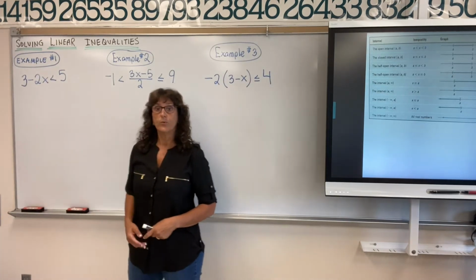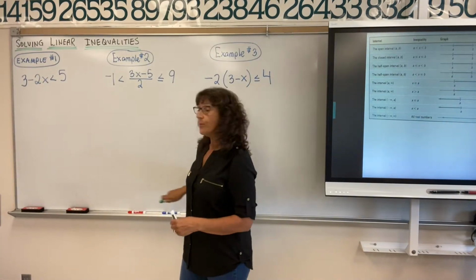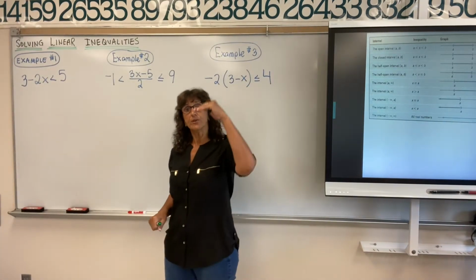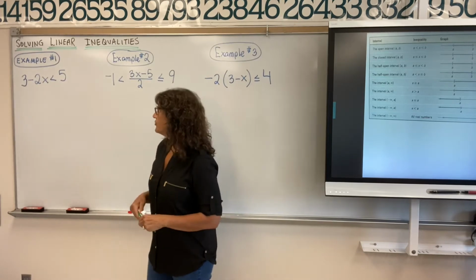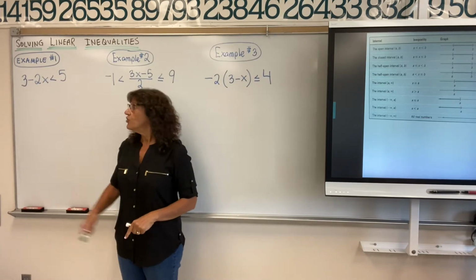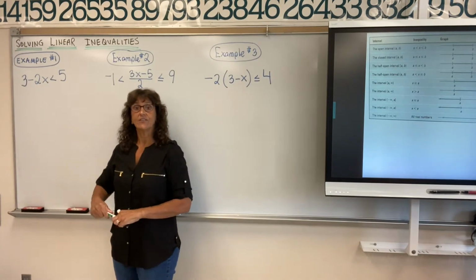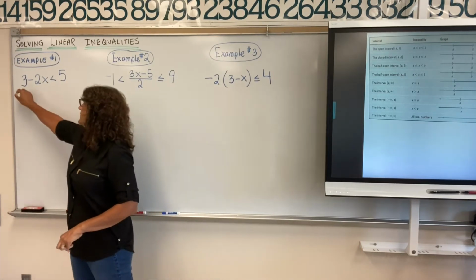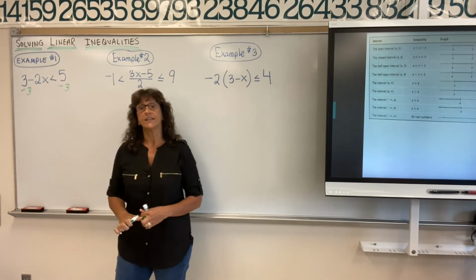Example number 1, we want to take 3 minus 2x is less than 5, and we want to solve for x. Similar strategy to when you're solving equations, but here's how you would change it up to deal with inequalities. So we want to isolate the x on the left-hand side. We'll start by subtracting 3. In this example, let's subtract 3 from both sides of our inequality.